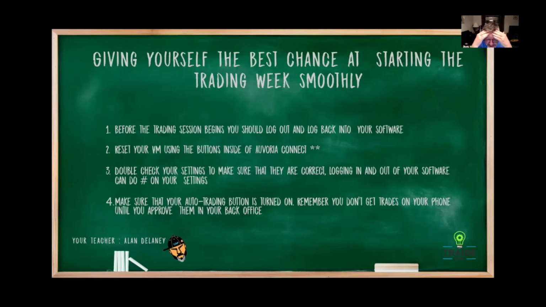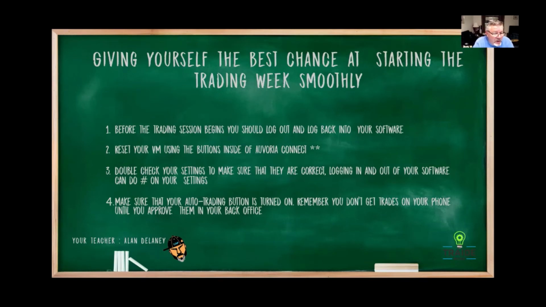That's why I do it on a Sunday, because it takes me about 5-6 minutes to set up my environment the way that I like it. That's just a personal thing. So make sure that after you log out, log back in, and go to the virtual machine reset. What I like to do is close that tab after it's been reset. I go back through my Auvoria Connect inside my back office, and I reconnect with that button. Captain Confusion. Thank you.